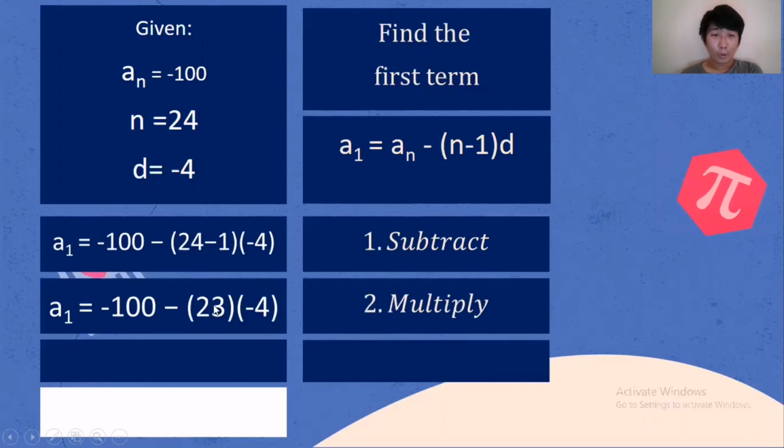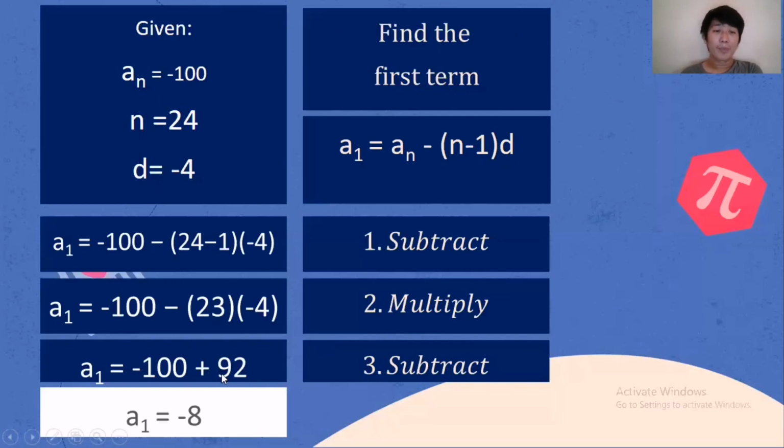Next step, 23 multiplied by negative 4, that is negative 92. So the last part will be subtracting. Negative 100 plus 92, that is negative 8. That means the first term of the given sequence is negative 8. I hope you are following. I hope you were able to catch up with our lesson.